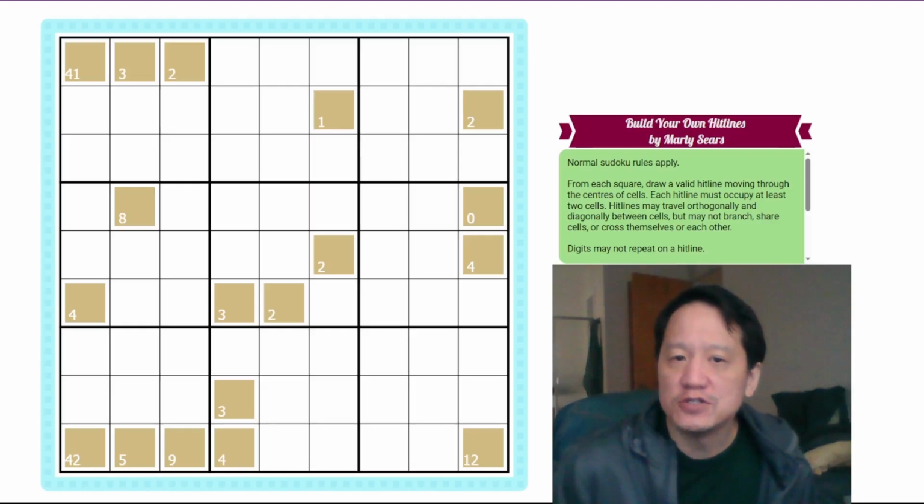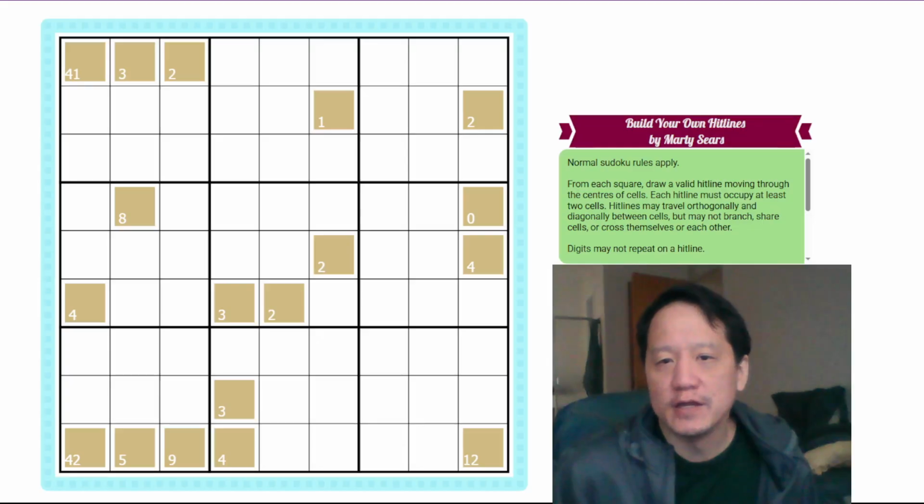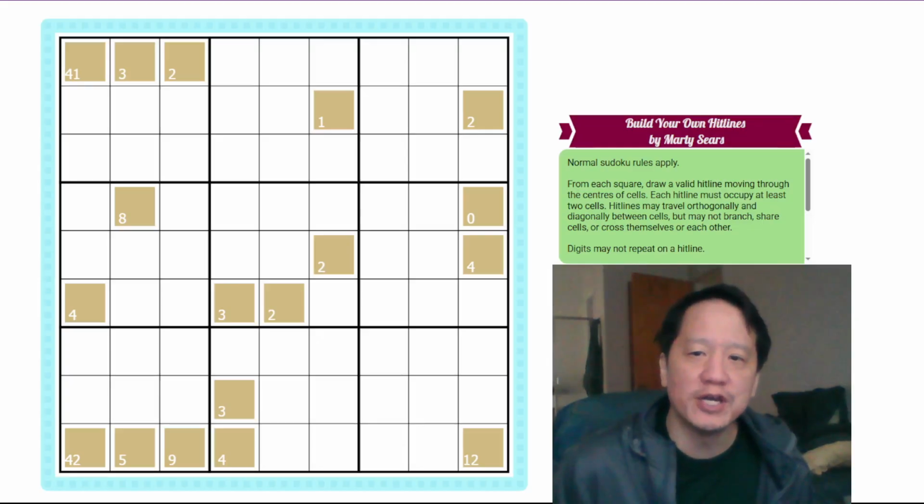And this is today's hard level difficulty puzzle. It's called Build Your Own Hitlines by Marty Sears. And here are the rules.